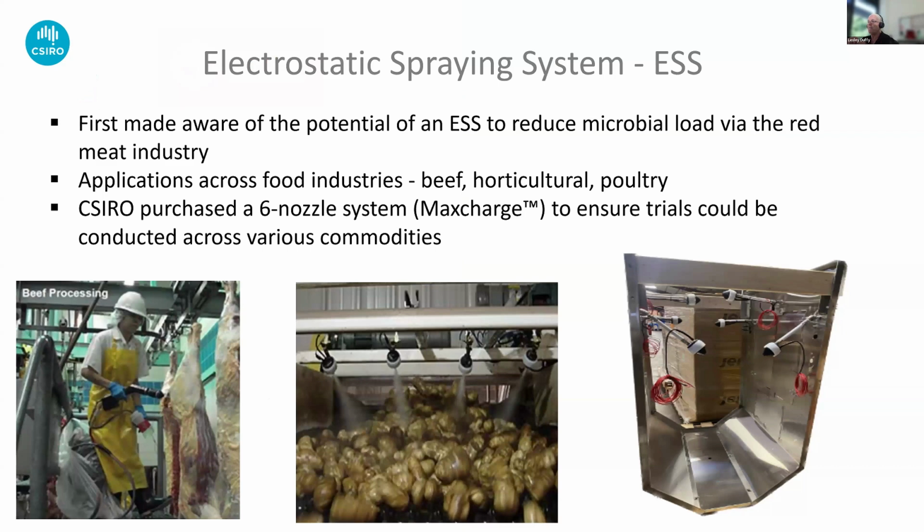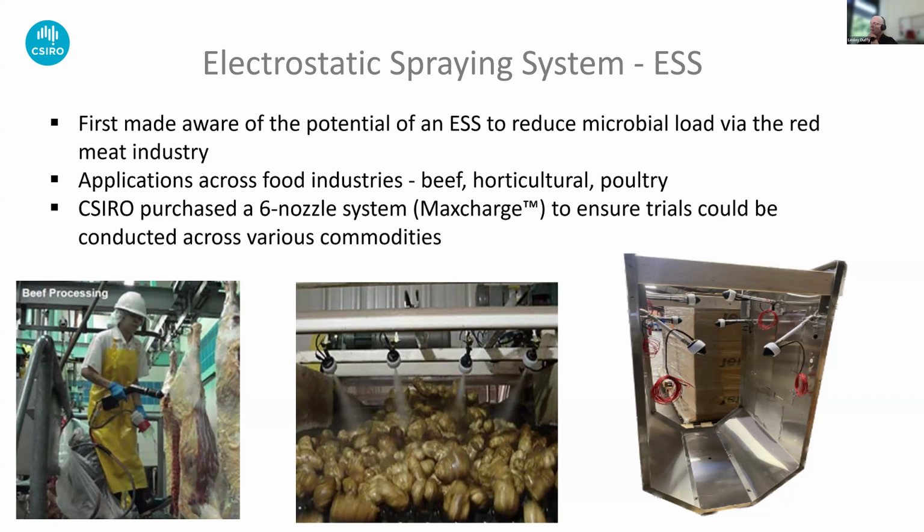So what this project's actually about, from that rather lengthy title, is looking at a system called electrostatic spraying system, or ESS. CSIRO was first made aware of the potential of this to reduce microbial load on foods via the red meat industry and the Australian Meat Processors Corporation, AMPC. As we've become interested in it, there's quite a lot of applications across many food industries. You can see here it's being used as a handheld sprayer in beef processing. It's been used in the horticultural industry here, spraying potentially ginger. And it's also being used, at least in the US, in the poultry industry.